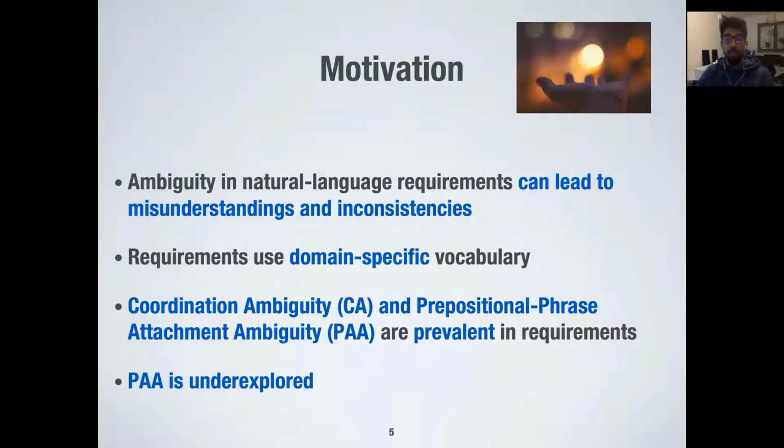Ambiguity is an inherent problem in natural language, and in natural language requirements, ambiguity occurs when requirements have multiple interpretations, and this can lead to potential inconsistencies and misunderstandings. And since requirements use domain-specific vocabulary, interpreting requirements requires domain knowledge. Coordination ambiguity and prepositional phrase attachment ambiguity are prevalent in requirements and occur around once in every 4 sentences in our case study. While CA has been explored in the last decades, PAA remains underexplored in RE.